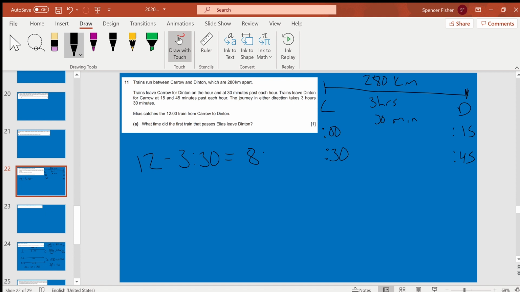which puts us at 8:30 in the morning. So whatever train left after 8:30 in the morning is going to be the train that's still going by the time that Elias's train leaves Carrow. So obviously 8:15 is not the answer, because whatever train left Dinton at 8:15 would have gotten in at 11:45. That's 3.5 hours later. The train that leaves at 8:45, however, will have 15 minutes left of the journey by the time Elias leaves. That means it's going to be the first one that Elias comes across.